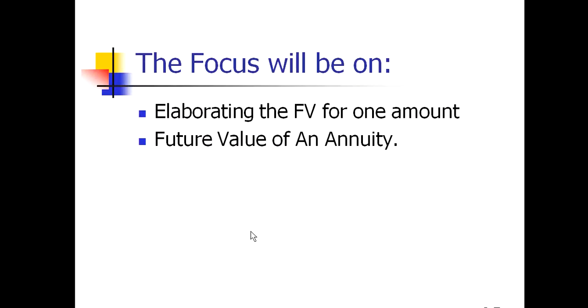So the focus in this video will be on elaborating the future value for one amount, which is $1, and the future value of an annuity. And we will see in this video the future value of an annuity is divided into two terms, which are ordinary annuity and annuity due.